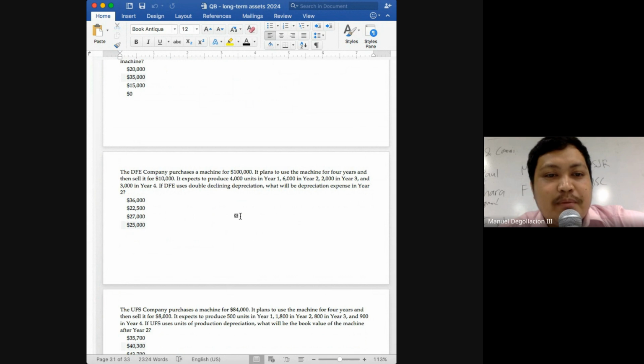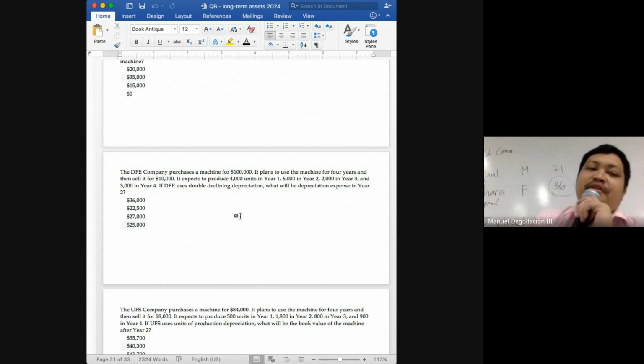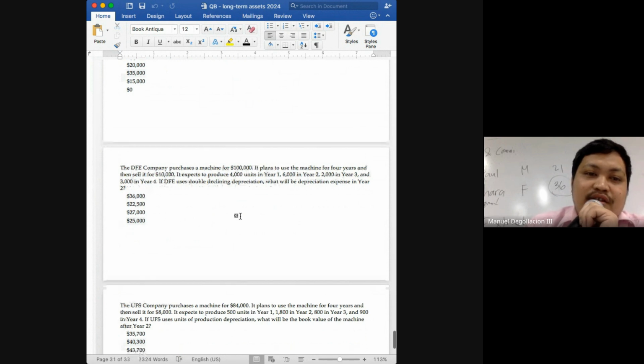For year 1, we multiply 50% by 100 or 90? 100, because under the double declining balance method, we ignore the residual value. So for year 1, the depreciation expense would be 50% of 100,000. That would give you 50,000. The balance after year 1 would also be 50. For year 2, you multiply the balance of 50 by the depreciation rate of 50%. So 50,000 times 50% will give you 25,000. And that is already the answer.